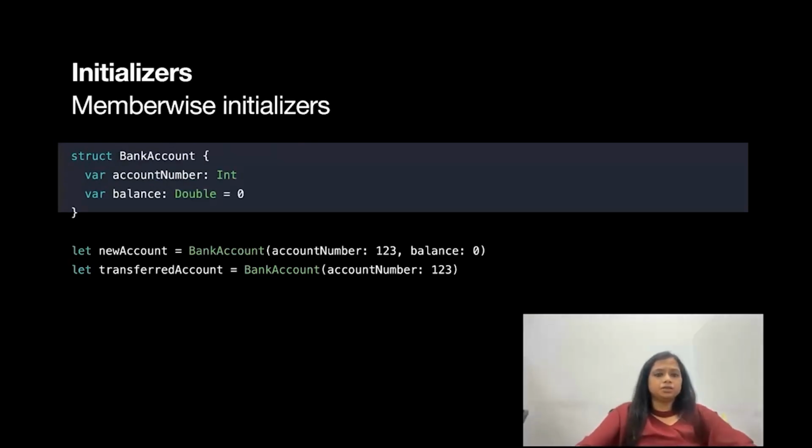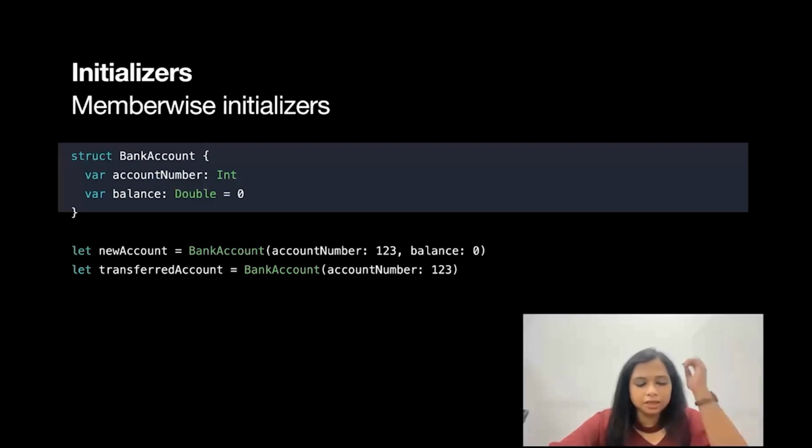So we are talking about member-wise initializer. Let us take an example so that it will be more clear to you. First of all, in this example, a structure BankAccount has been created. This bank account contains two properties. First is an account number, which is of int type. Second is the balance, which is of double type. Here you can see the property balance has already been given a default value 0. Now why is it so? Why this difference?